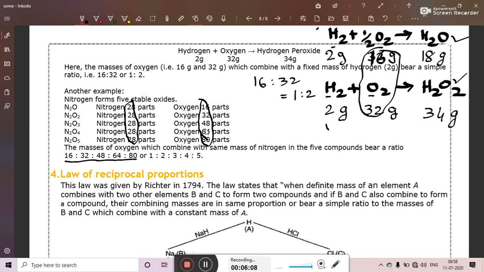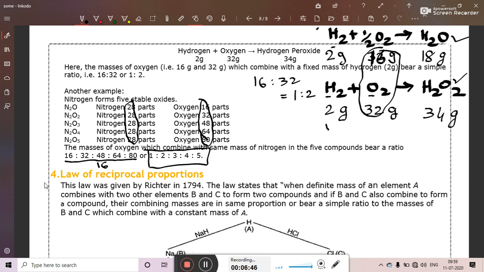Now if you want to convert this ratio into the simple ratio, then we have to divide it by the common multiple. If you divide by 16, it will become 16 upon 16, that is 1, is to 32 upon 16, that is 2, is to 48 upon 16, that is 3, is to 64 upon 16, that is 4, is to 80 upon 16, that is 5. So the simple whole number ratio of oxygen is 1 is to 2 is to 3 is to 4 is to 5.